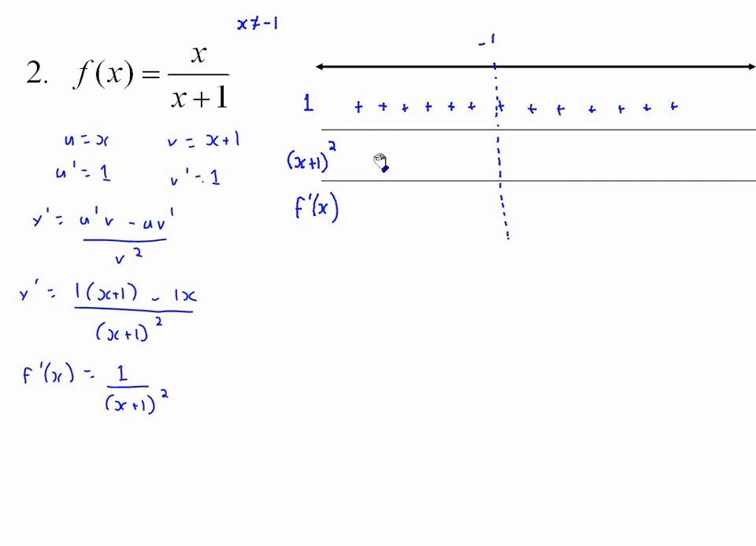X plus 1 squared, well, you pick any x value, add 1 to it, and square it, it's going to be positive. The act of squaring will make it positive. So this is what we get. So it means that our derivative is actually positive everywhere. So there was no direction change at -1. Draw the little arrows up and up.